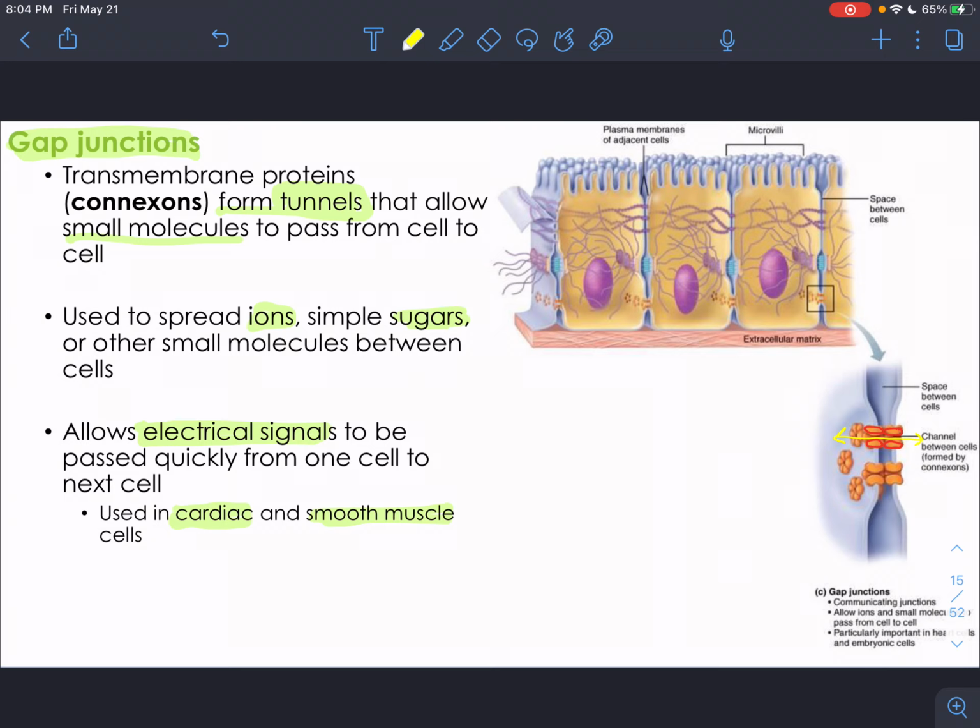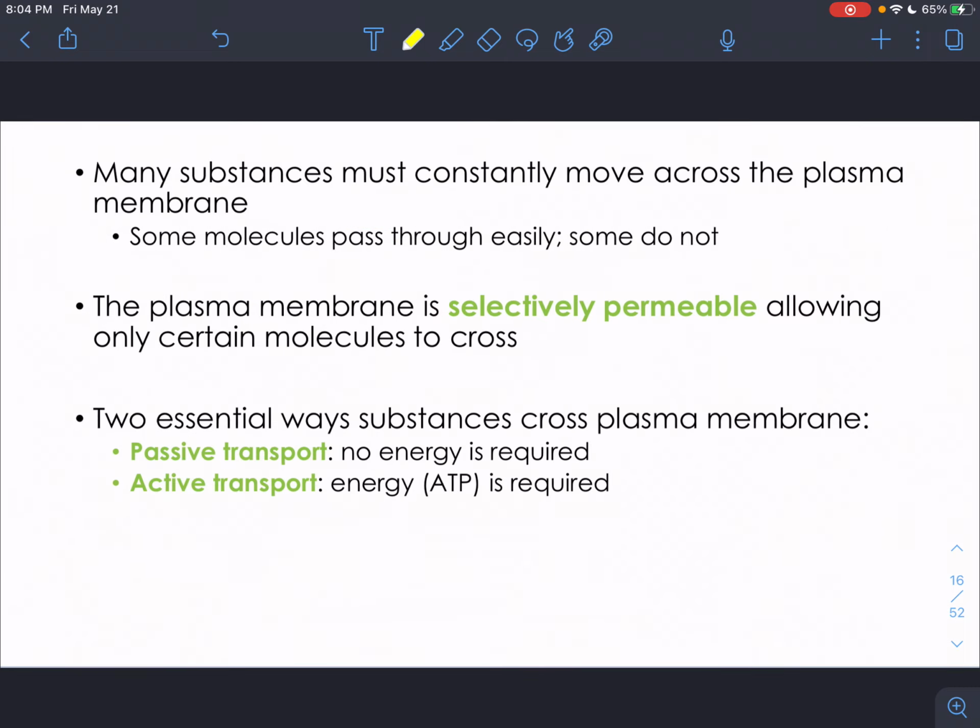Okay, so those are our three cellular junctions, which concludes the portion about the plasma membrane. Okay, our plasma membrane is a semi-permeable membrane, which I mentioned before, that allows only certain materials to pass through. Our cells need a bunch of different stuff to come in or leave the cell in order for the cell to function properly. So we need to be able to get substances across the cell membrane.